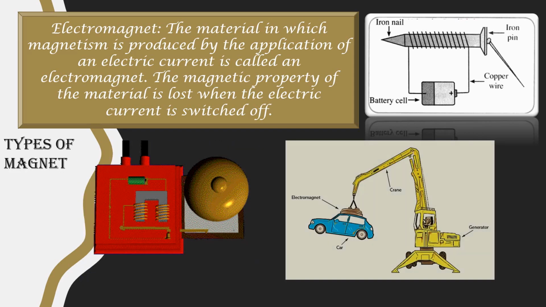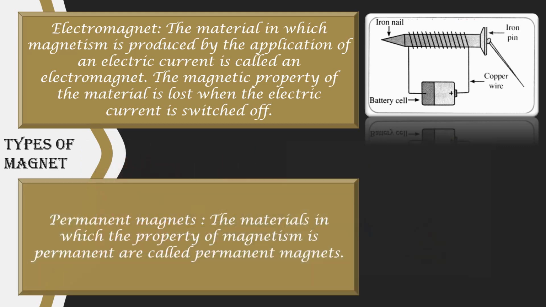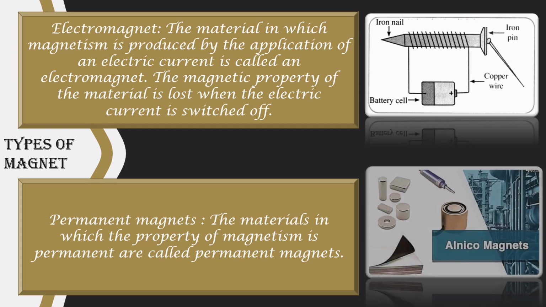Now the next type of magnet is permanent magnets. The materials in which the property of magnetism is permanent are called permanent magnets. A mixture of nickel, cobalt and iron is used to make permanent magnets. For example, alnico. Alnico is a mixture of aluminium, nickel and cobalt.